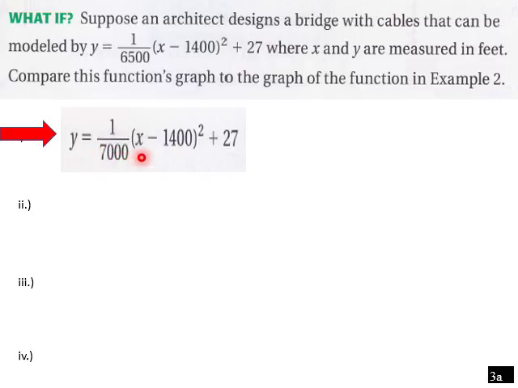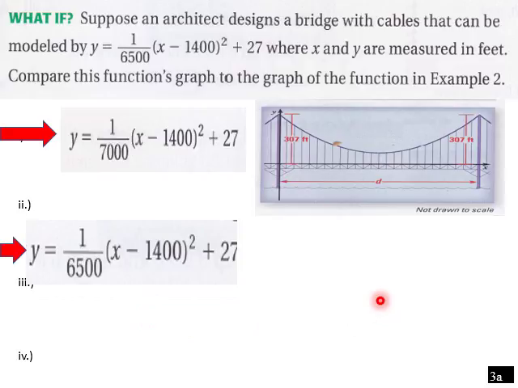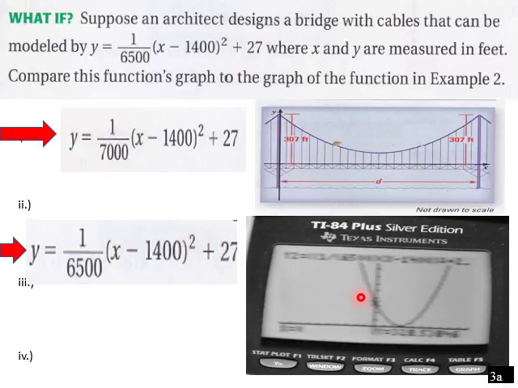We have 1 over 7,000. And then this is 1 over 6,500. So the difference here, here is this graphed on a graphing calculator. So what does that mean? The graphs of both functions open up, have the same vertex and axis of symmetry. However, the a values of the functions differ. The graph of this function is wider than this function's graph. We have a smaller number here, so it's flatter. The parabola will be flatter in this situation. That would be the difference here.